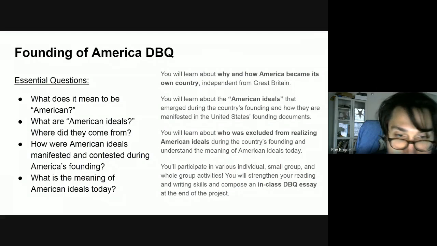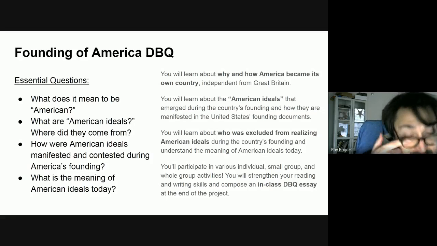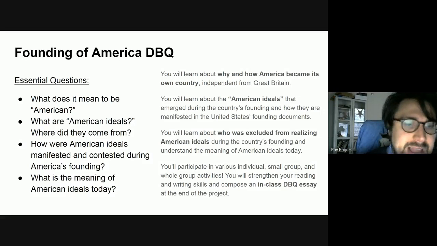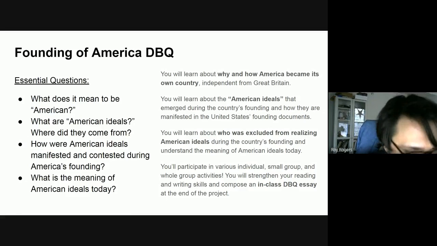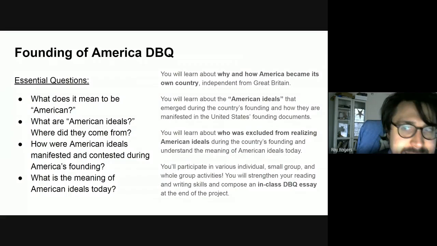The third question that we're going to be answering is, how were American ideals manifested and contested during America's founding? That's a fancy way of saying, how did people argue about these things? Who was left in the ideals? Who was left out of these ideals? Who got to benefit from them and who didn't get to benefit from them? And we're going to learn about who was on the inside, who was on the outside of this American founding, who won and who lost out when we made our own independent nation here in the United States. And finally, the fourth question, what is the meaning of American ideals today? So what does it mean to be an American today?